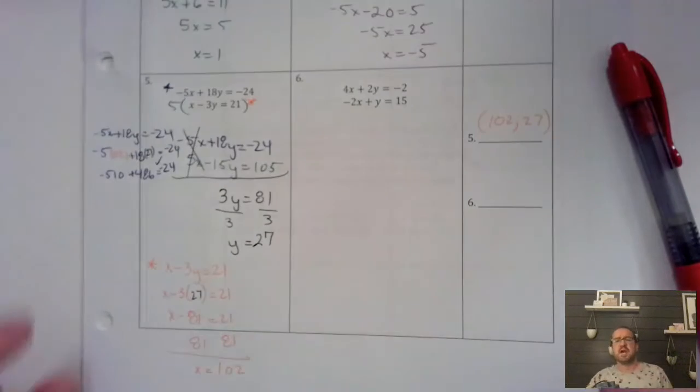Try deciding what you're going to multiply number 6 by. Do we need to multiply the top equation for one of the letters to have opposite numbers, or the bottom? Your choice. Go ahead and pause this, and we'll convene back together again.